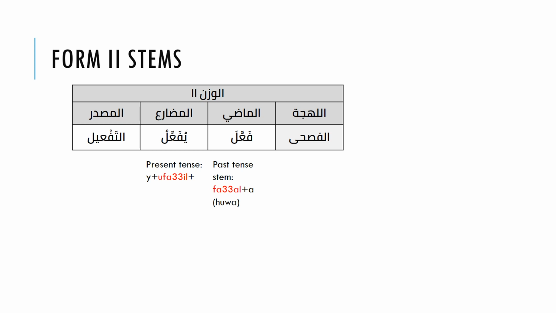For Form 1, you never know what those vowels are going to be exactly in the middle of the word. So, darasa yedrus, shariba yeshrab, right? In that one, there's an I in the past tense and an A in the present tense. Darasa yedrus has an A in the past tense and U in the present tense. It's a mess. But for Forms 2 through 10, we don't need that stuff. And again, this should be mostly review.